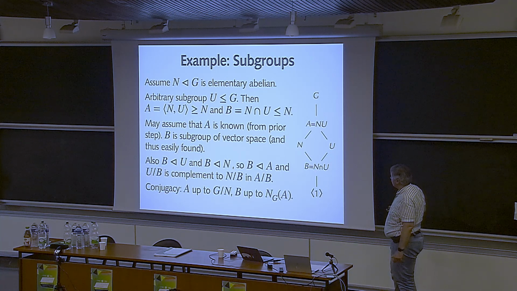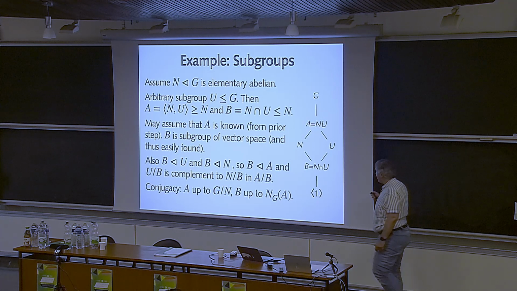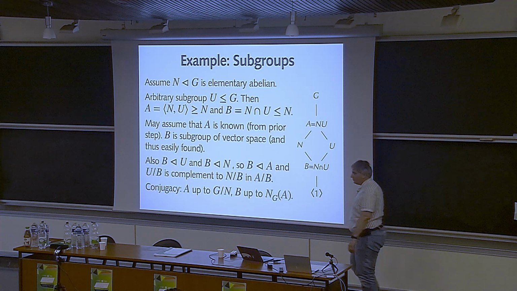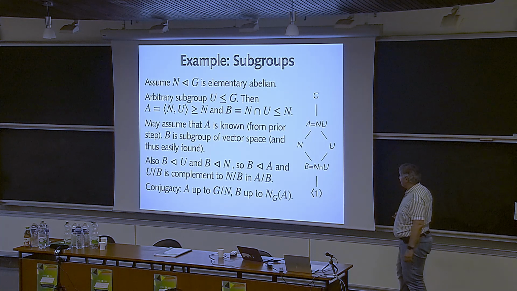Then I can look at the subgroup generated by N and U. That is a pre-image of a subgroup of the factor. And I can take the intersection, which is a subgroup in both. So A I know, because it's from the previous step. N is elementary abelian. B is a subgroup of an elementary abelian group. Well, subspaces are easy to find. So I know A, I know B, and I know, because N is normal in G, that B, which is the intersection of N with U, is normal in U.